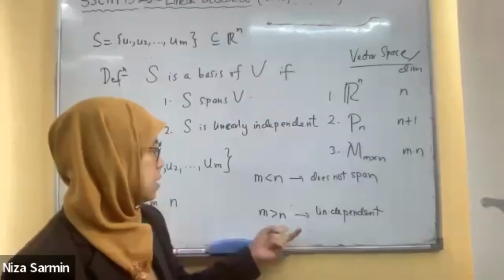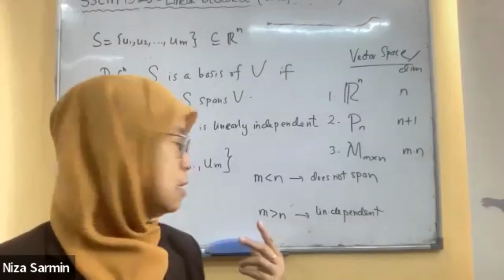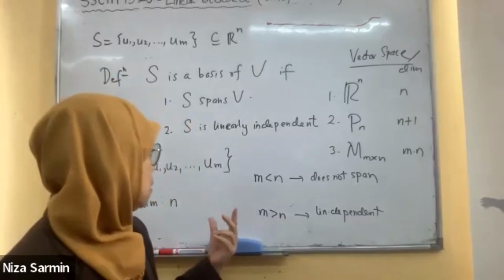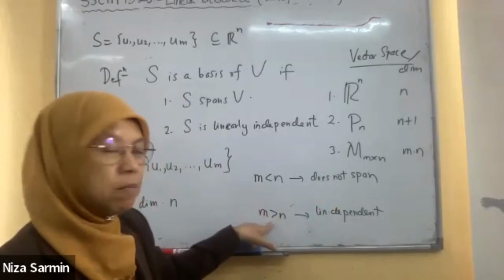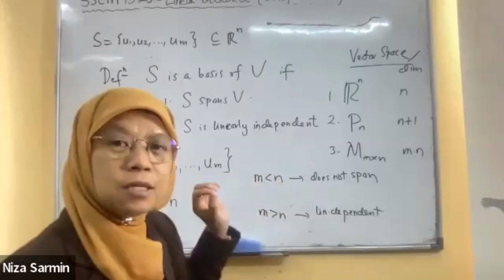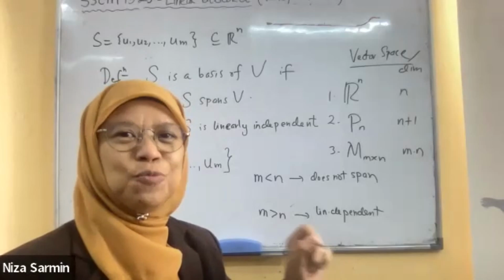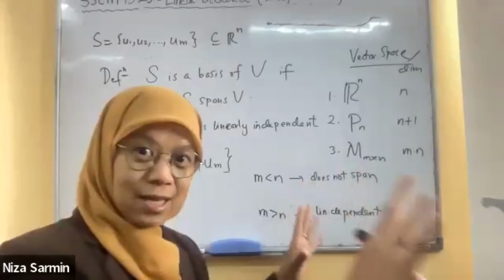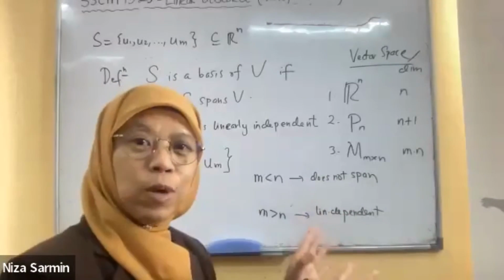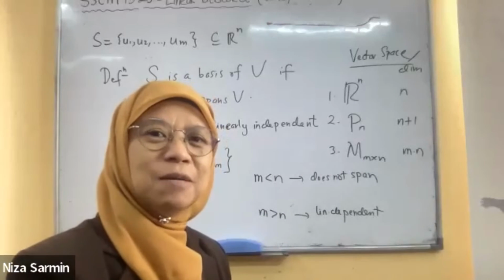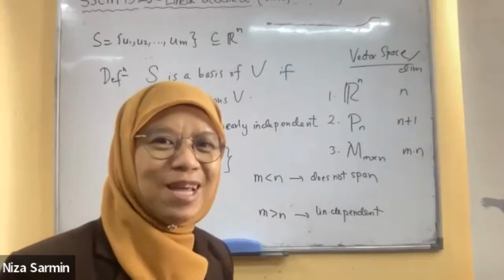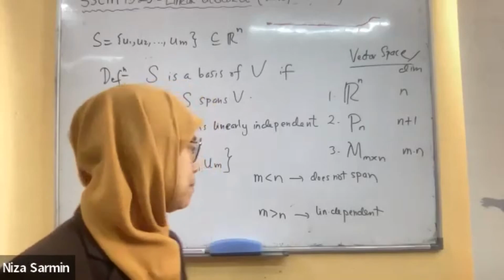If m is less than n, it does not span. If m is bigger than n, it can span or not. You don't know. I have shown you before, right? You have 3 for R2: (1,1), (2,2), (3,3). It's bigger, but it does not span because it's all in the same line. So you cannot say anything.